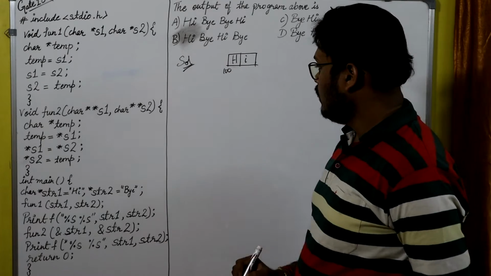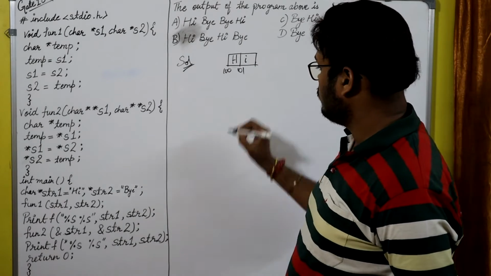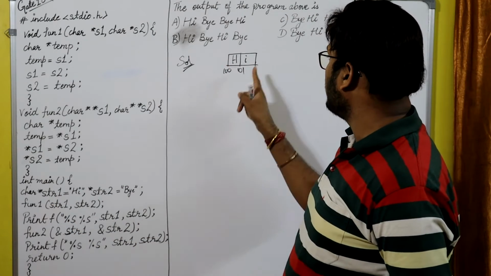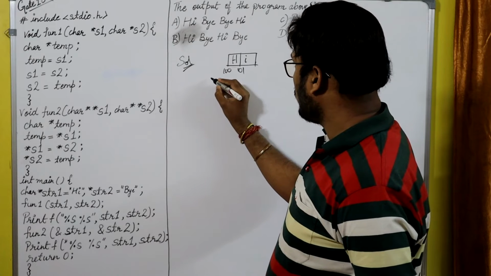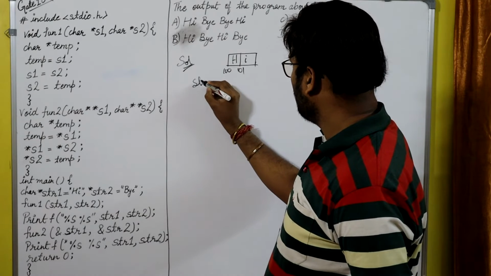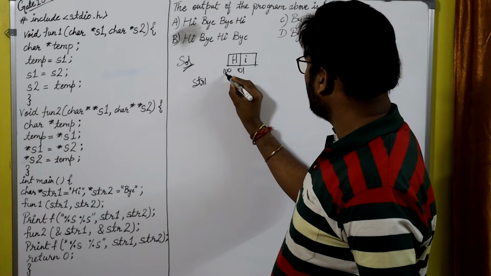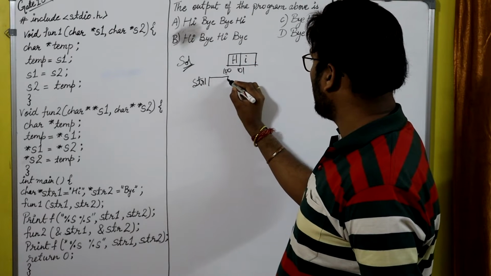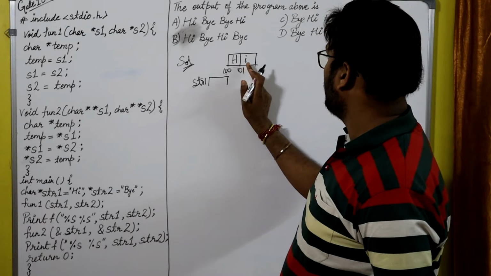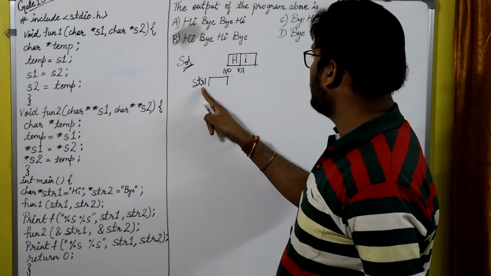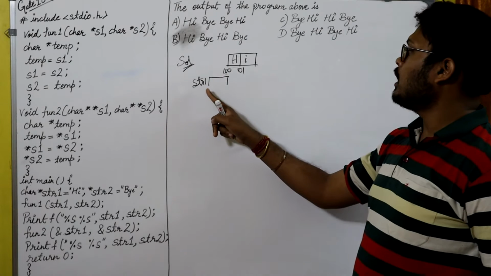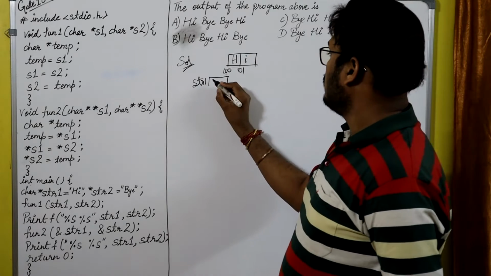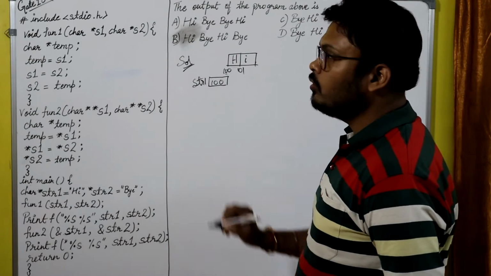and let's say 101 for instance. And what is str1? str1 is a pointer to the character. So what does it contain? It contains the base address of this array. Hi are the characters, and str1 is a pointer to the character. It means str1 will hold the address, the base address of this array. So str1 value is 100.